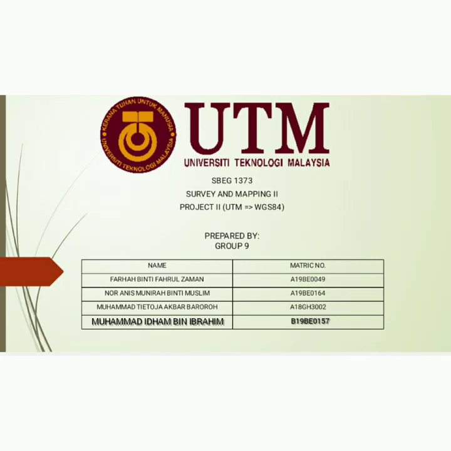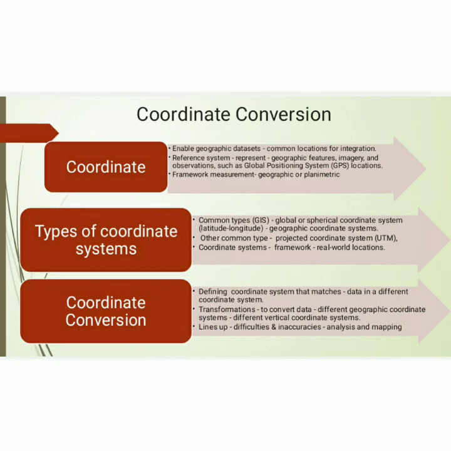Hi everyone, we are from Group 9. We want to explain our project 2, that is one of the satellite in Malaysia, which is WGS 84. Our group members are Farah binti Farul Zaman, Nur Anis Munirah binti Muslim, Muhammad Tayak Bararoh, and Muhammad Idham bin Ibrahim. Okay, firstly, we want to explain about the coordinate conversion.